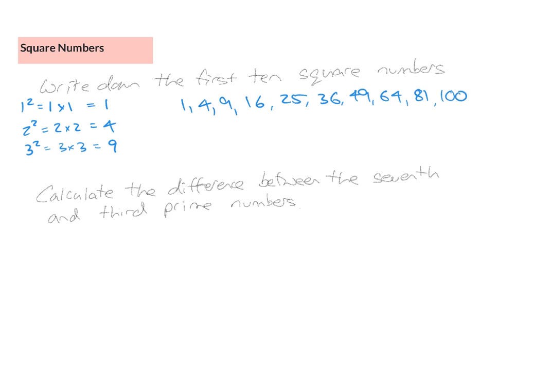Now, when I wrote these questions, I did actually intend this to say calculate the difference between the 7th and the 3rd square numbers. So I would have been doing 49 take away 9, but I wrote it as prime numbers. So let's go back to the prime numbers and do this. The difference between the 7th and the 3rd prime numbers. Well, the 7th prime number is 17, and the 3rd prime number is 5, and the difference between those is 12.